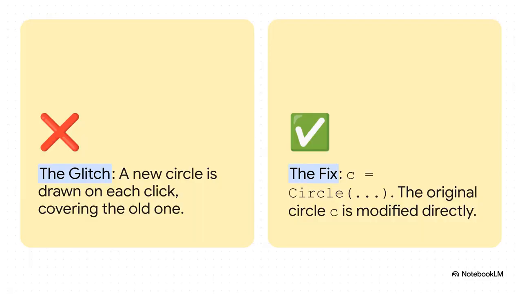Now, the fix for this is so simple, it's almost funny. Check this out. On the left, you've got our broken code. On the right, the working version. Look really, really close. The only difference is that tiny little piece, c equals. That's it. That one little addition introduces something called a variable, and it completely changes everything.